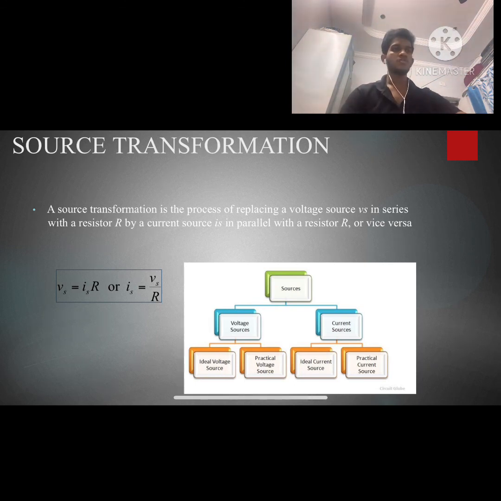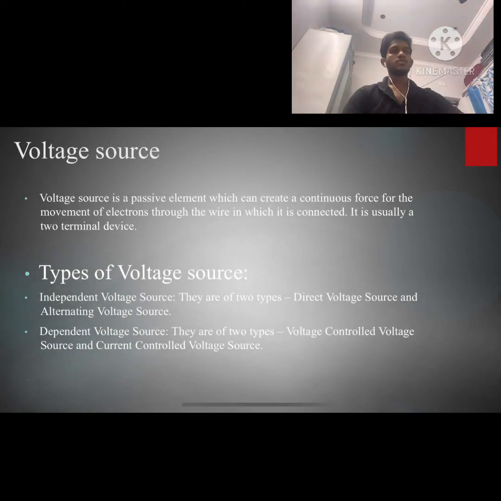First, let us discuss the voltage sources. A voltage source is a passive element which can create a continuous force for the movement of electrons through the wire in which it is connected. It is usually a two-terminal device.